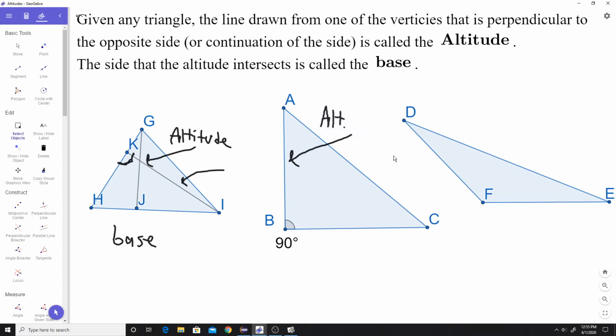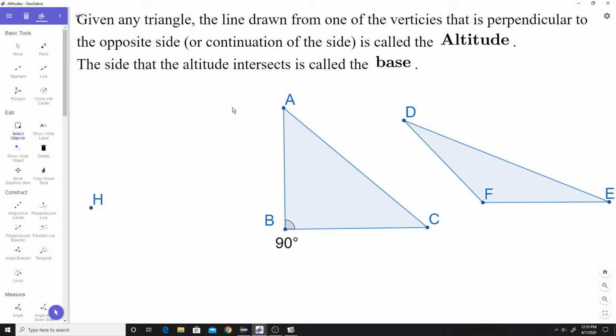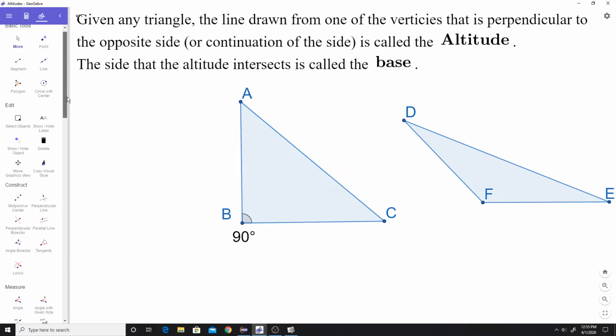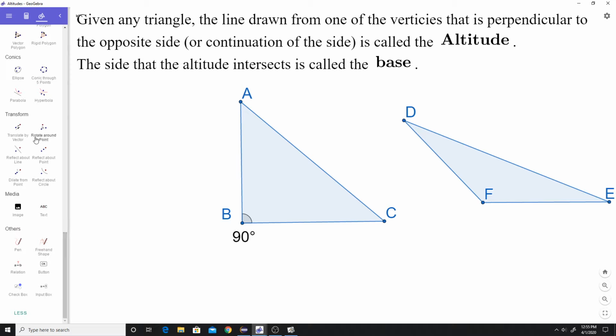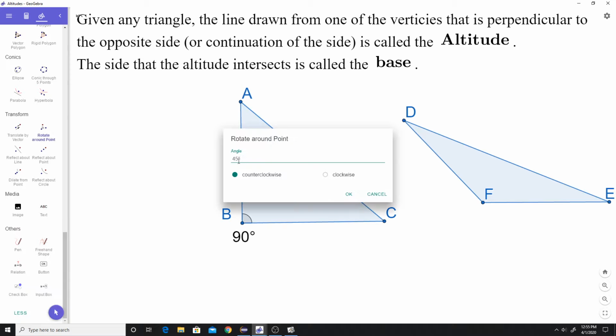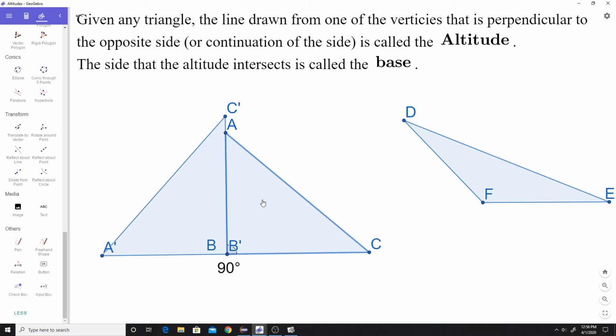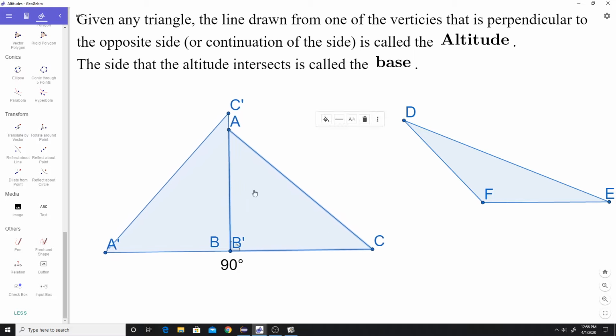For example, let's get rid of some of this stuff, and I'm going to show you why you shouldn't get so hung up on which is which. Now, let's say we take this triangle here, the right triangle, and we were to rotate it. I'm going to rotate it 90 degrees. So now we have that same triangle, just rotated so that the side BC is now where AB was.